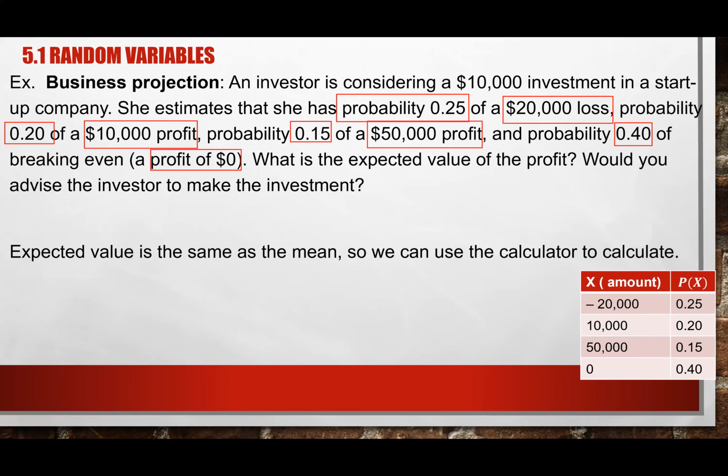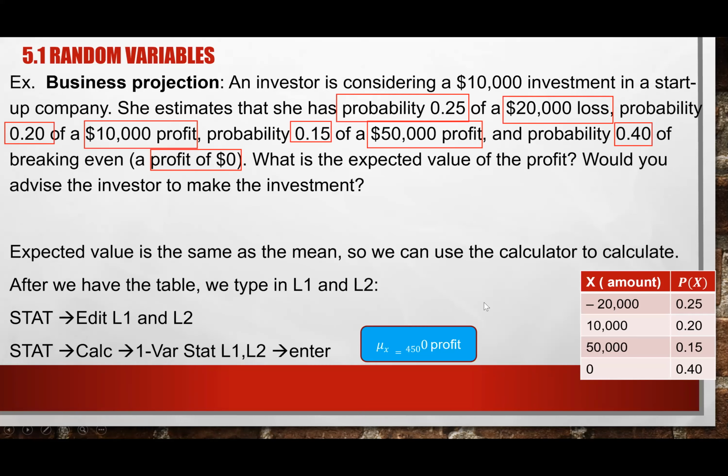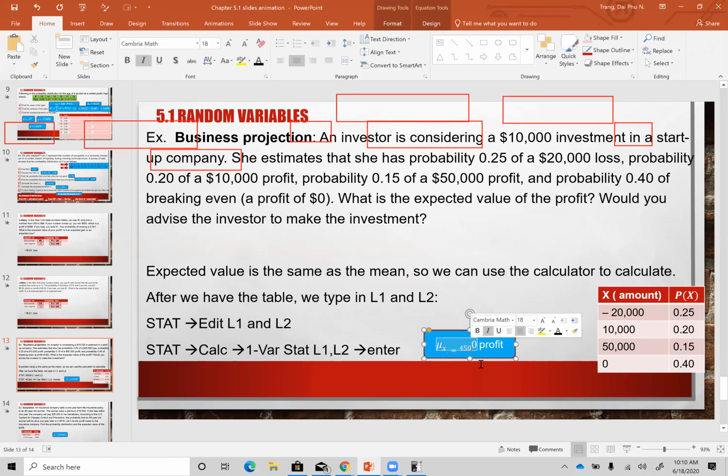And once you have this chart, all you do is plug into your calculator. Hopefully by now, you know that you have to press stat, L1, L2, and stat again, calculate, L1, comma, L2. If you were to do that, do you agree that you will have 4,500 in profit? Yes. So my number is 4,500.